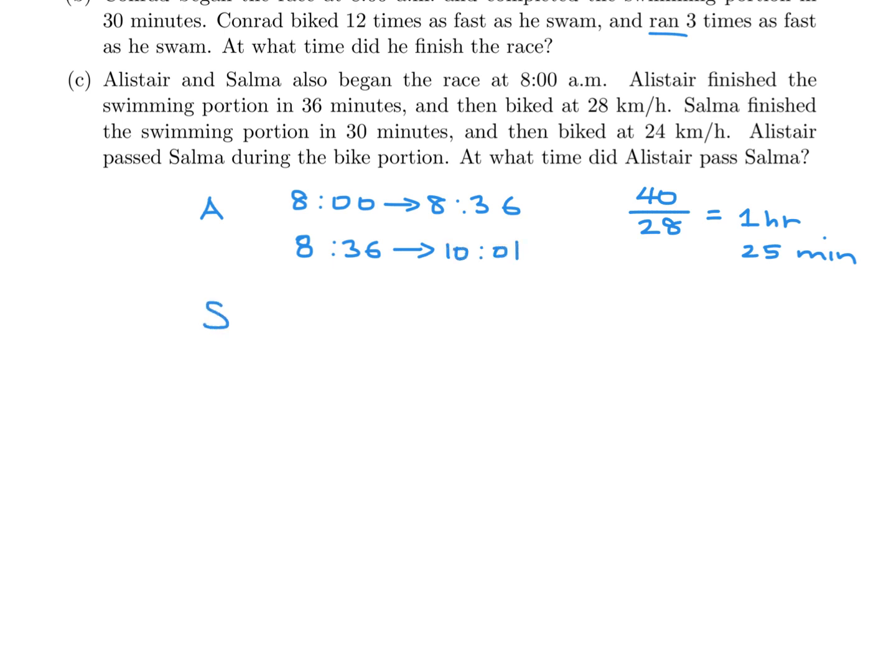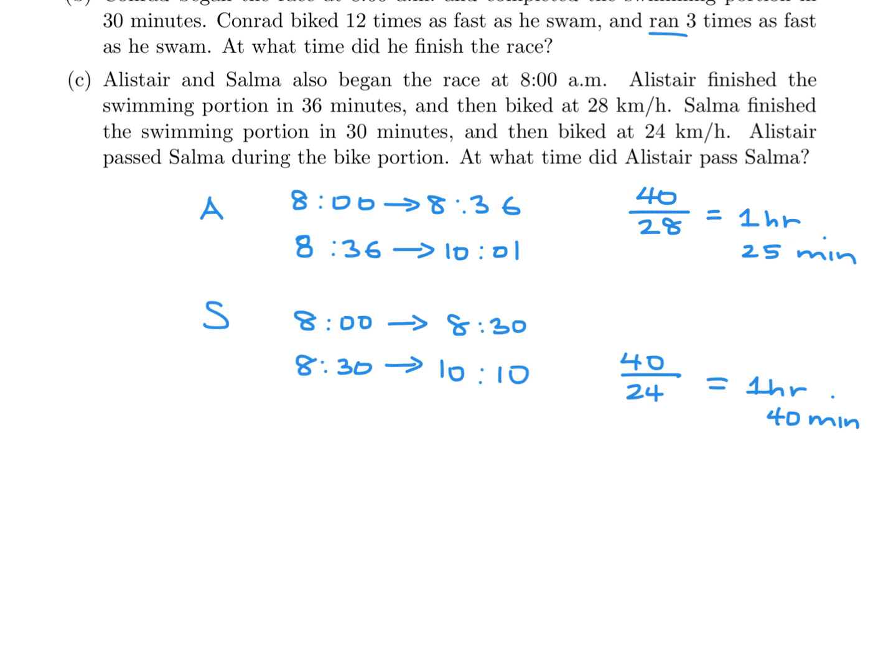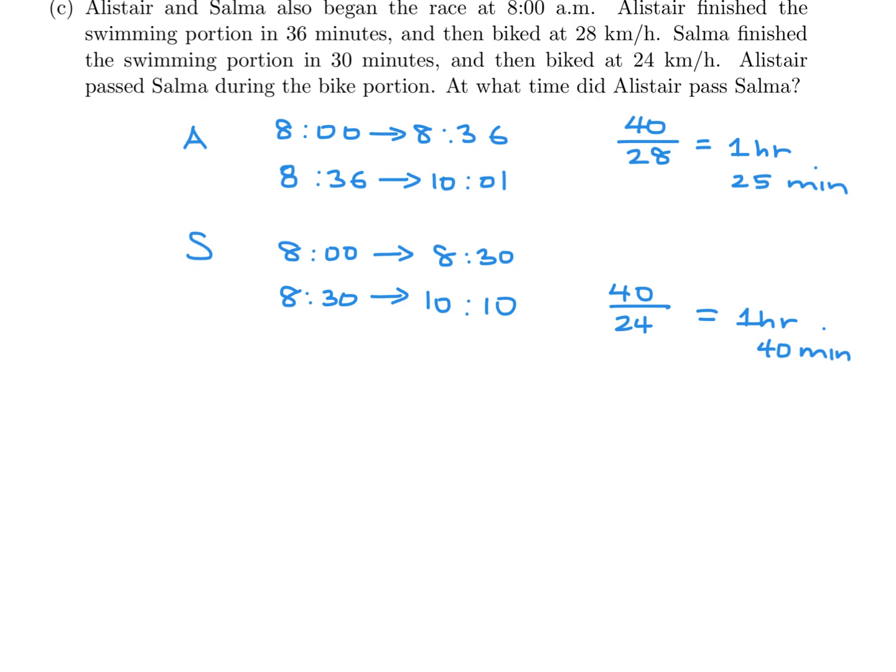Okay. And then Salma, she starts at 8 just like the other guy, but she finishes in 30 minutes. And then she's going to be on the bike for the same kind of distance, but her speed is a little bit different. It's 24. So that is going to be 1 hour and 40 minutes. So she's going to finish 10:10. Okay. So then obviously Alistair passed Salma during the bike portion because he finished about 9 minutes earlier. So we have to figure out at exactly what time did he pass. Okay. All right. Let's see what I can do here.